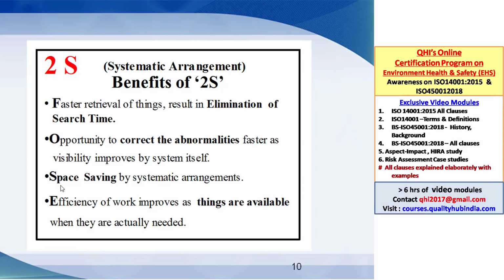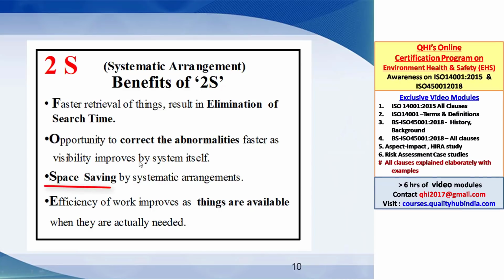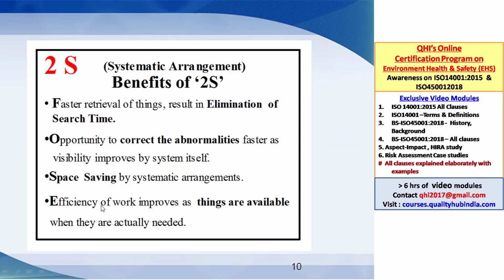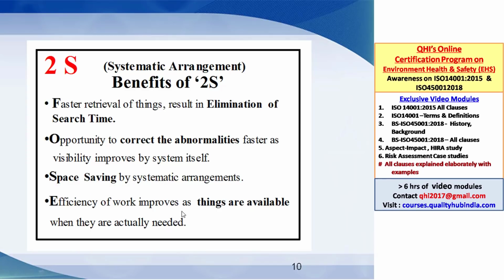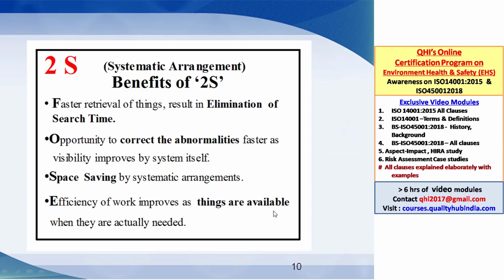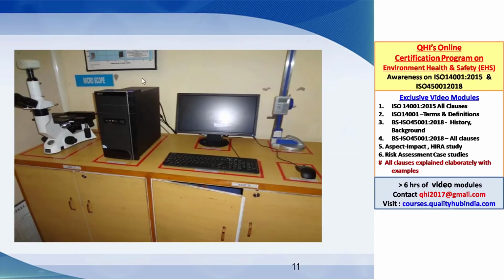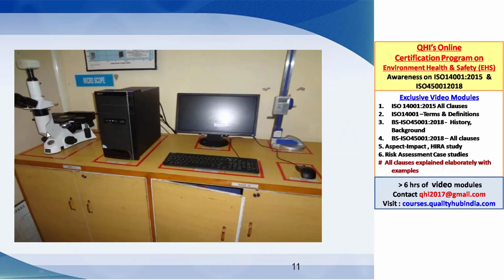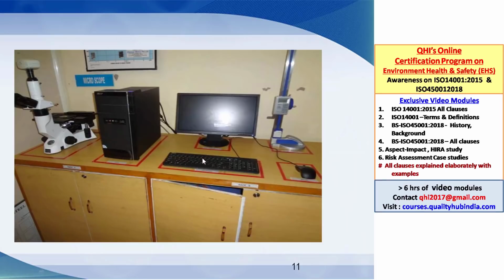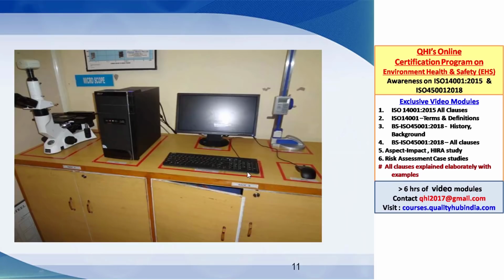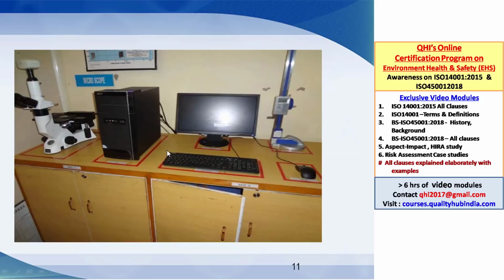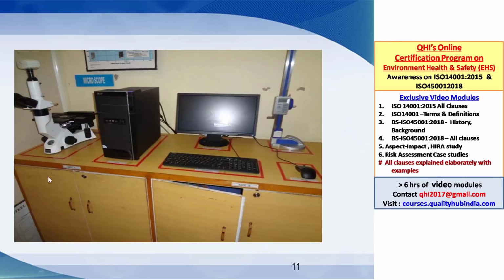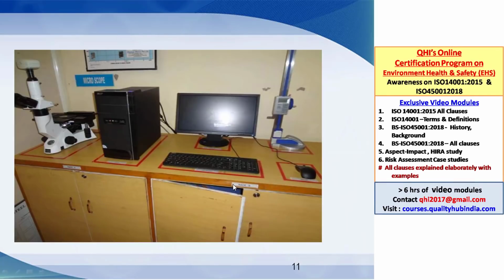It also helps us in space saving. We do away with clutter and put everything in a systematic way, which also improves our efficiency as we have the things available whenever and wherever they are needed. This is an example of an office where you can see the systematic arrangement has been done. All the equipment, in fact the PC and keyboards, are being kept in place. They have the place identified for them. The places or the areas have been identified and marked. So it's a very good visual identification and a systematic arrangement.